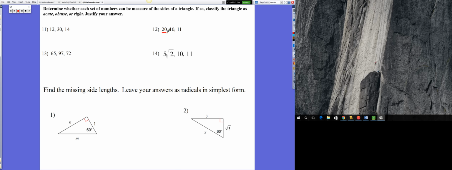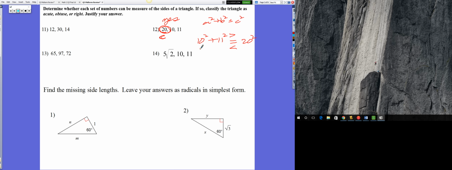12, okay, the big one's 20, and 10 and 11 is 21. 21 is bigger than 20, so it is a yes. Okay, now, which of the three types will it make? Okay, the big side, this big side is always going to be C. The only way to tell is to do some Pythagorean theorem. You got to do a squared plus b squared is c squared. Okay, so 20 is going to be my C. So I'm going to do 10 squared plus 11 squared, and I'm going to see if it's equal to 20 squared, if it's greater than 20 squared, or if it's smaller than 20 squared.